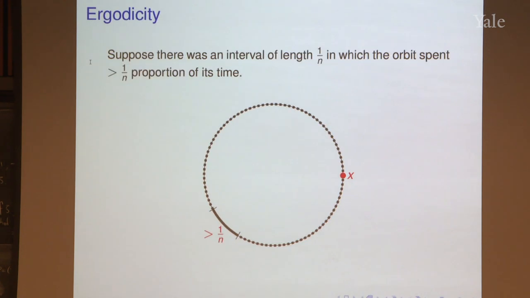Okay, so we're going to do a similar thing to what we did before. We're going to do a proof by contradiction, meaning I'm going to assume I have some interval where it doesn't spend a proportionate amount of time. And just to make my life simpler, I'm going to assume that this interval has length 1 over n. This is basically OK because you can get the general case from this case. We're just going to assume that there's an interval of length 1 over n in which the orbit spends more than 1 over n proportion of its time. We could also assume that it spends less than that amount. The proof would go basically the same way.